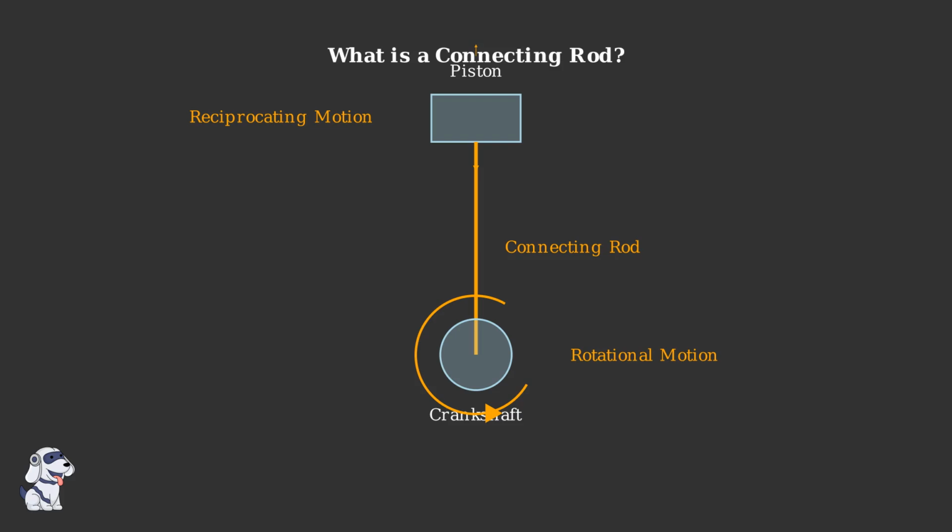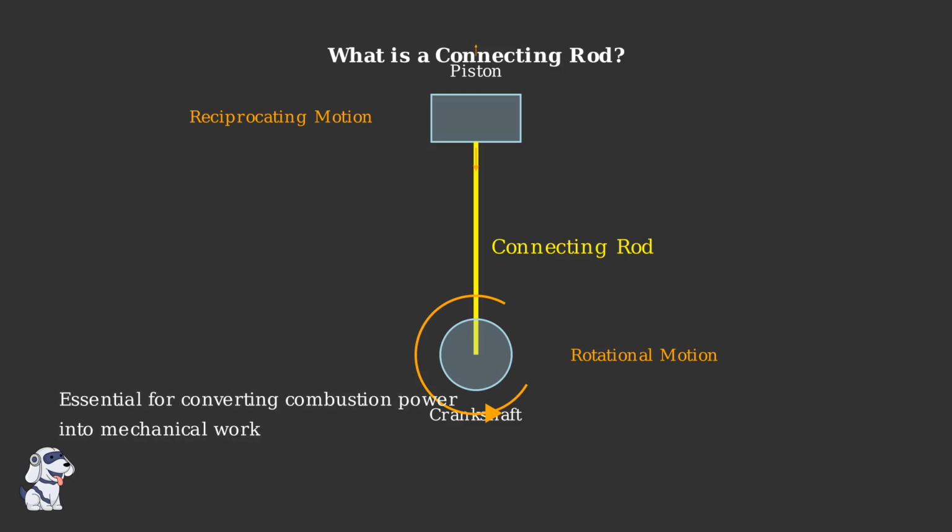It transforms the reciprocating motion, the up and down movement of the piston, into rotational motion of the crankshaft, which ultimately powers the vehicle. Without the connecting rod, there would be no way to harness the explosive power of combustion and convert it into useful mechanical work. This makes the connecting rod an absolutely essential component in every internal combustion engine.